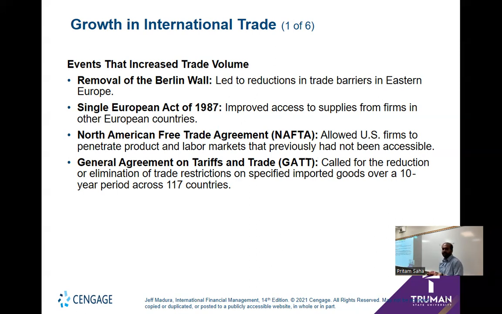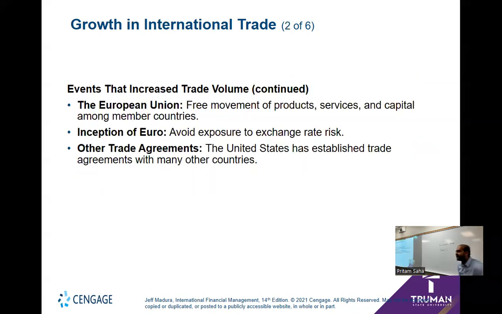But in 2018, what happened? Brexit, right? Great Britain exited from the European Union, right? So this is one of the most important events in the last 20 years that actually had a lot of impact on the international trade for the European countries.